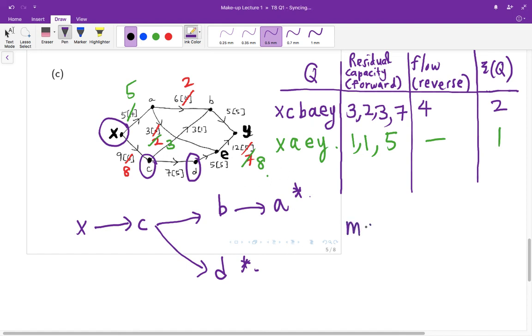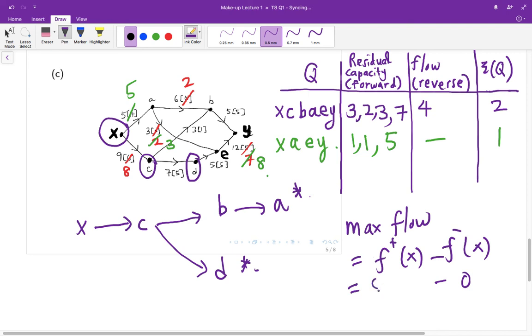And let us calculate the maximum flow. The maximum flow is the net outflow from the source X. There are no incoming arrows into the source X, so this number here is 0. The flows out of X are 5 and 8 together. So the max flow is 13.